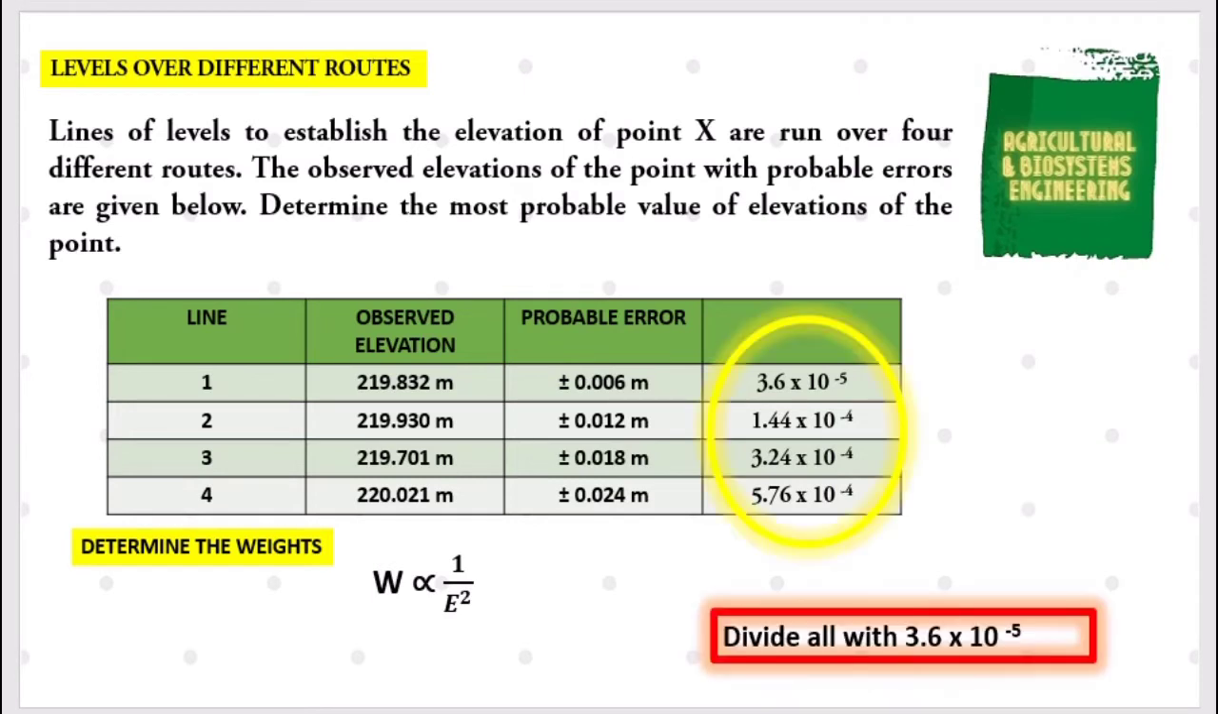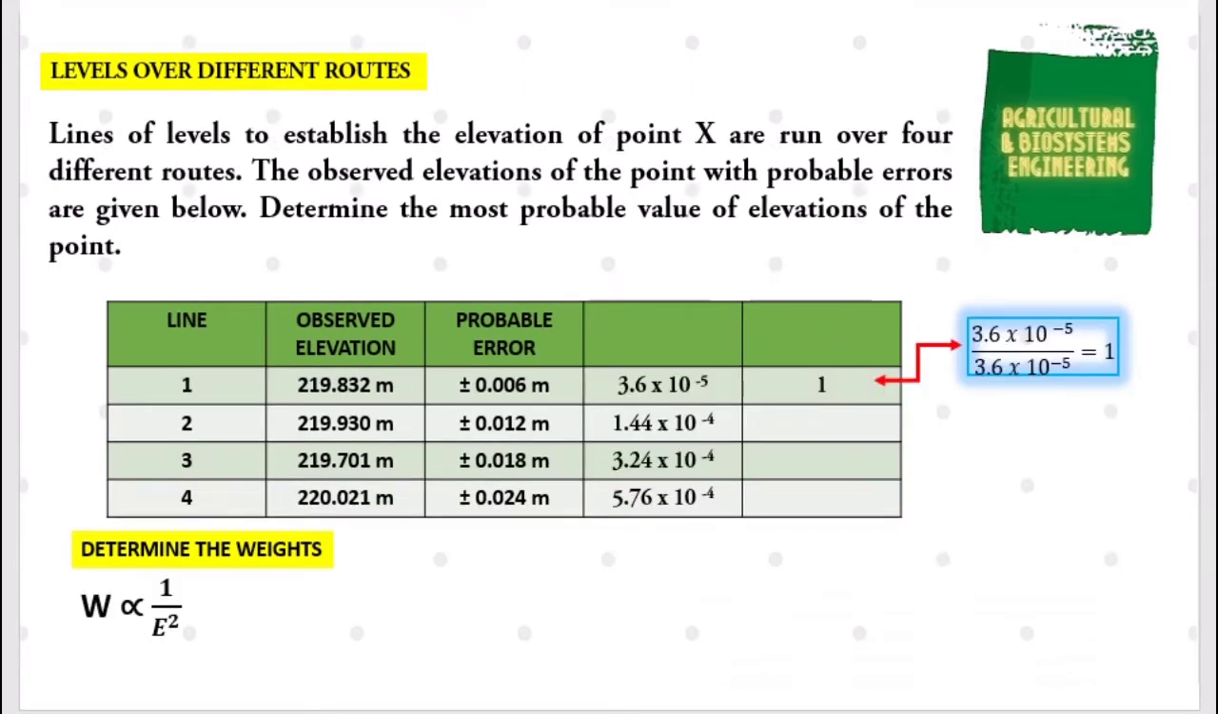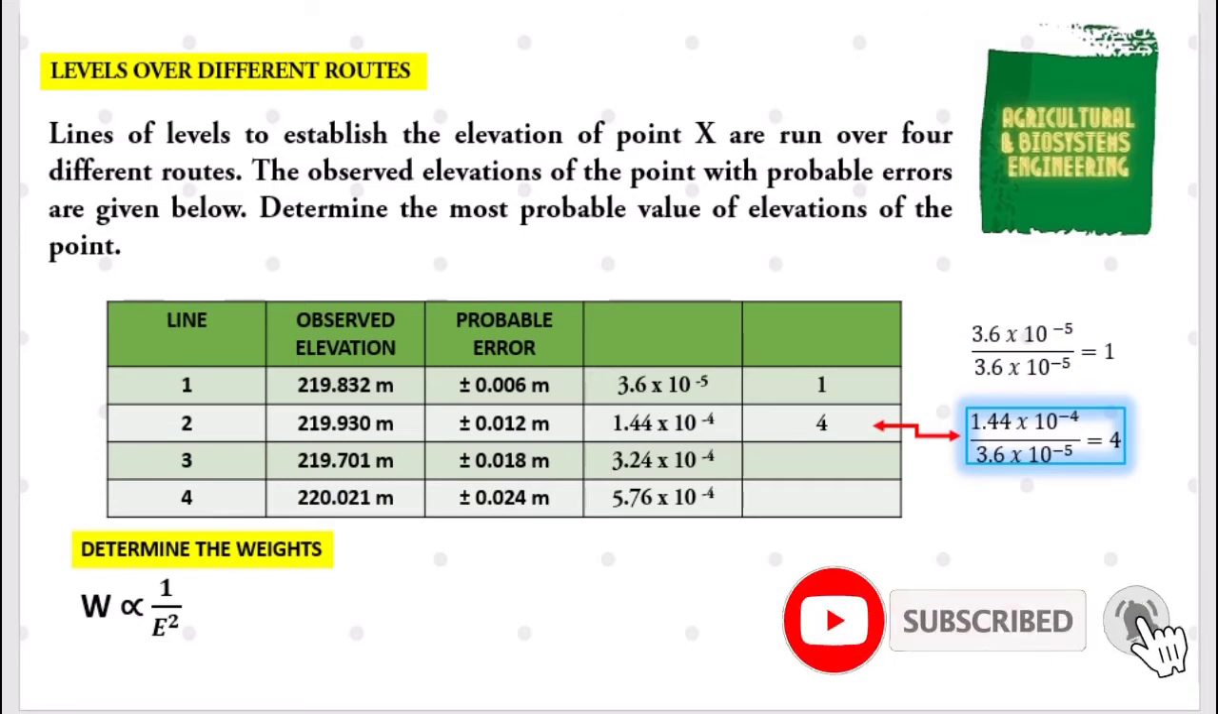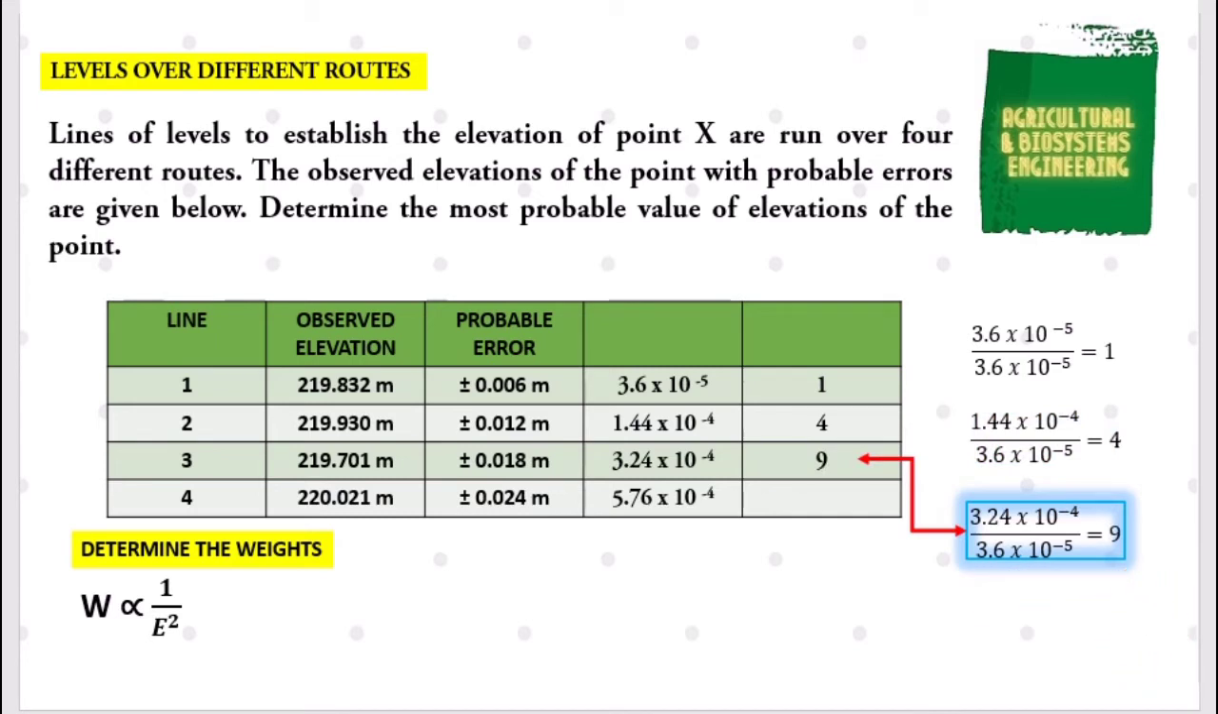After getting the values of our probable error, we divide all with the value of the first line of 3.6 times 10 raised to negative 5 to come up with the value of our final probable error. In here, I will show you the solution of how it is done. We begin with our first line. We divide the values and we have a value of 1. Next, for our second line, which has an answer of 4. Followed by the third line which has an answer of 9. Finally, our 4th line which has an answer of 16.